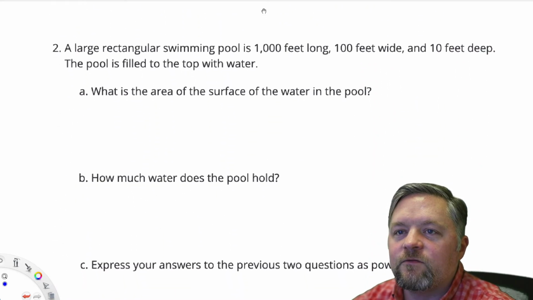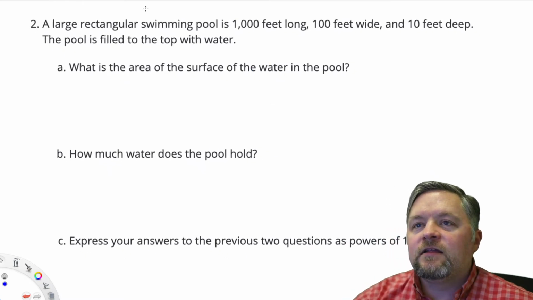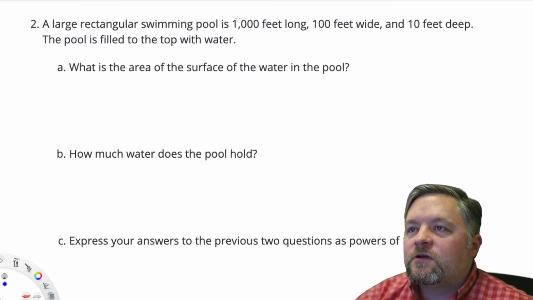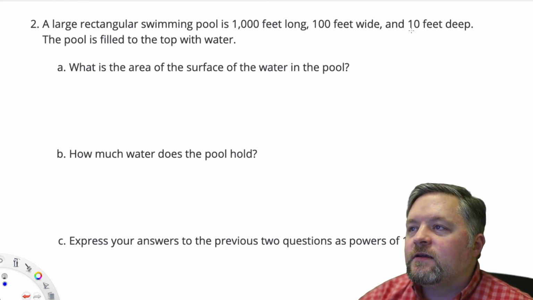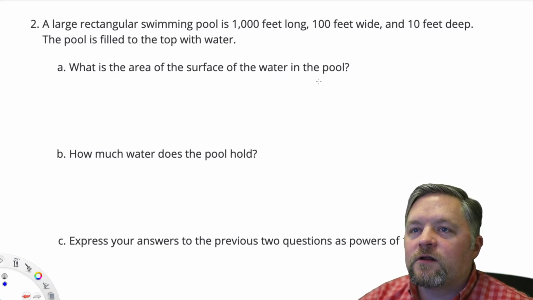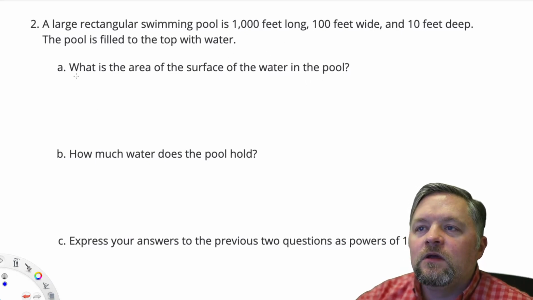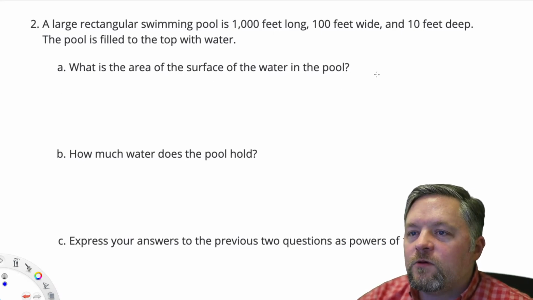Okay, what have we got next? A large rectangular swimming pool is 1,000 feet long, 100 feet wide, and 10 feet deep. The pool is filled to the top with water. What is the area of the surface of the water in the pool?